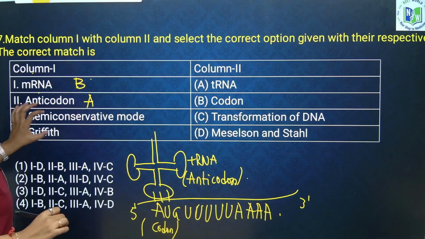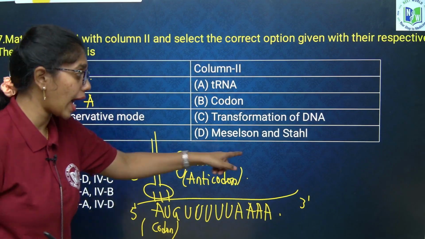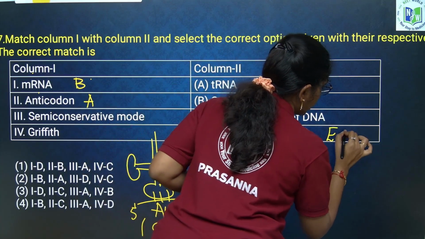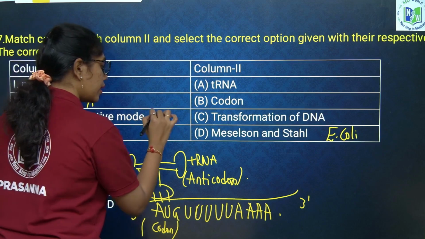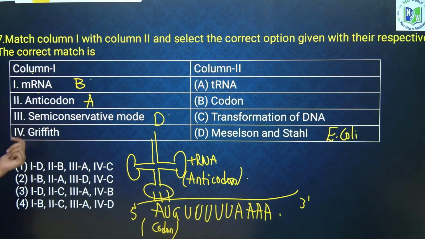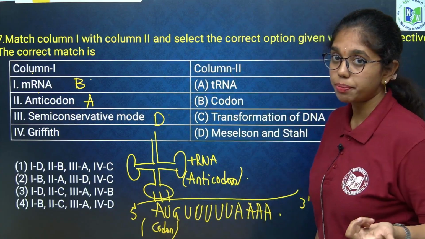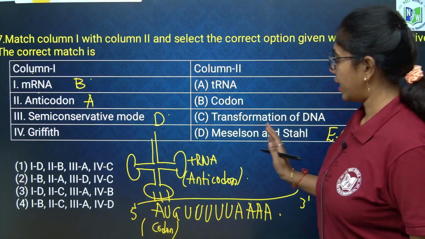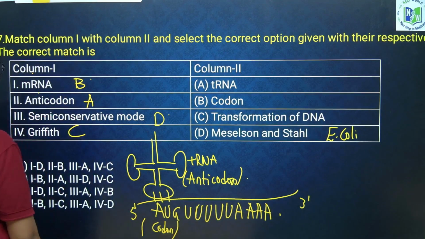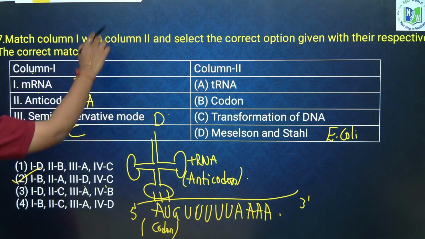Option A, the semi-conservative method of DNA replication, is experimentally proved on a prokaryotic cell, that is E. coli. E. coli is the model organism you have to remember, and yes, this is option D. Griffith gave us the transforming principle, working on the bacteria Streptococcus pneumoniae. Griffith gave us transformation of bacteria, that is option C. So if you look into it properly, 1 is B, 2 A, 3 D and 4 C, option 2 is the correct answer.